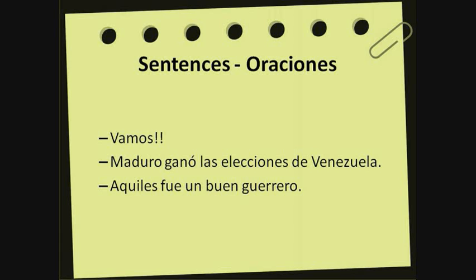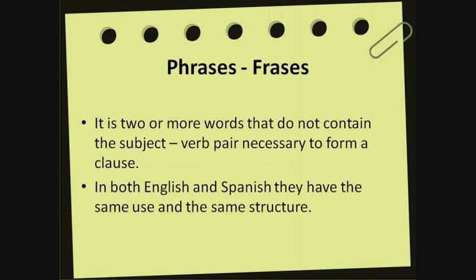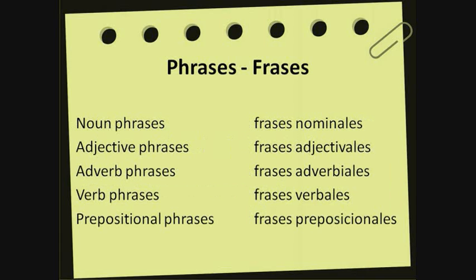Finally, the fourth topic is phrases, frases. In both English and Spanish they are the same, so they are divided in the same categories: noun phrases, adjective phrases, adverb phrases, verb phrases, prepositional phrases. In Spanish, frases nominales, frases adjetivales, frases adverbiales, frases verbales, and frases preposicionales. They are expressions that do not include actions. They are a set of words with a grammatical construction in a sentence. Let's see some examples.